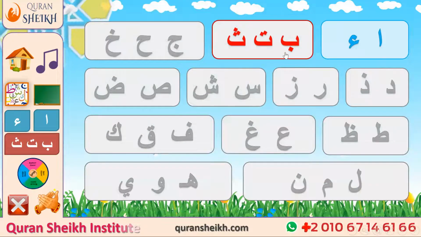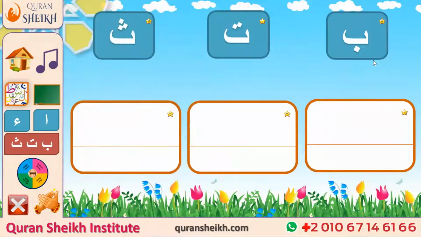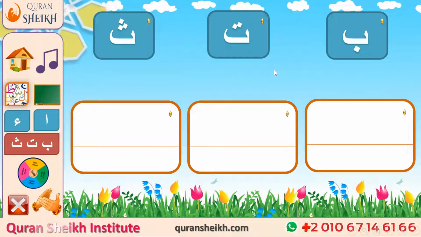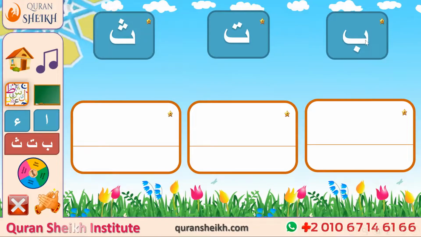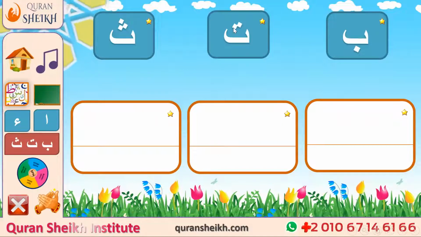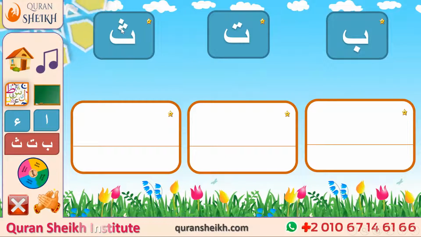What about the second one? The second one, we have three letters. One, two, three. Okay, is there any difference between them? Just think. Yes, great. The first one has one dot. The second one has two dots. The third one has three dots.